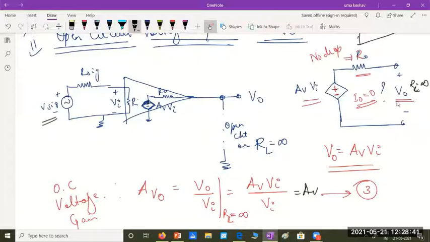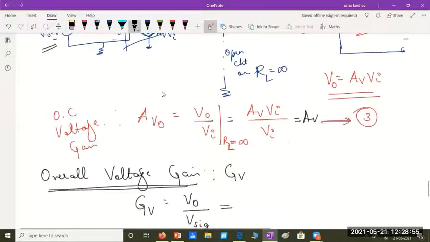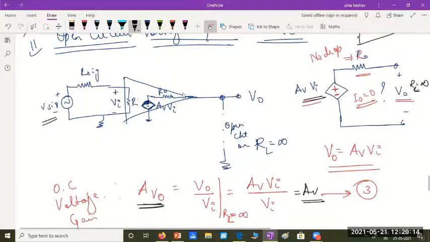So what happens to the voltage V0 here? It will be the same as this voltage Av times Vi, the dependent voltage source voltage. So V0 is equal to Av times Vi, or in other words, what is Avo? Avo represents the open circuit voltage gain of the amplifier. It is defined as the ratio of output voltage to input voltage when the load resistance is infinity. It is the same as Av, whatever Av we have connected in this circuit.